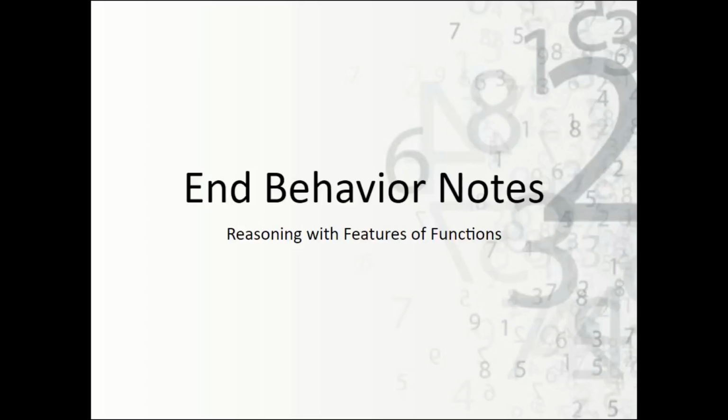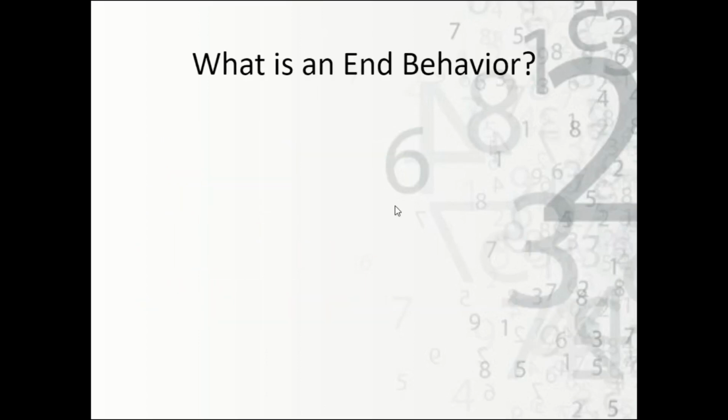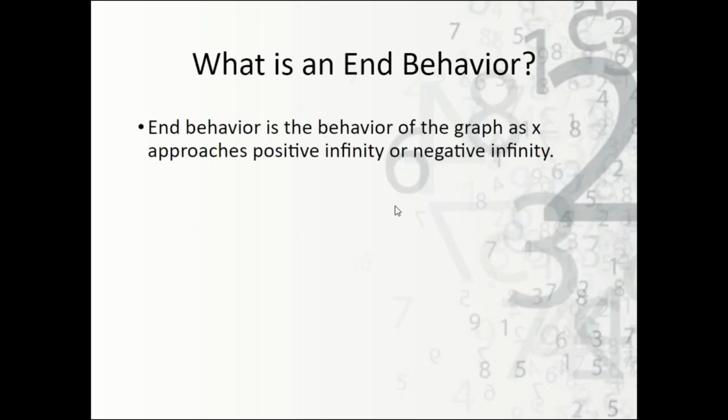Let's take a look now at the end behavior notes. The notes begin with the learning goals and success criteria. Now, what is end behavior? End behavior is the behavior of the graph as it approaches positive infinity or negative infinity.